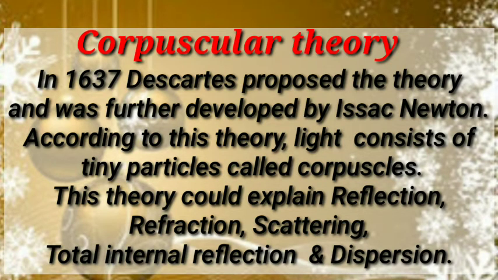Corpuscular theory. In 1637, Descartes proposed the theory, and it was further developed by Isaac Newton. According to this theory, light consists of tiny particles called corpuscles. This theory could explain reflection, refraction, scattering, total internal reflection and dispersion.